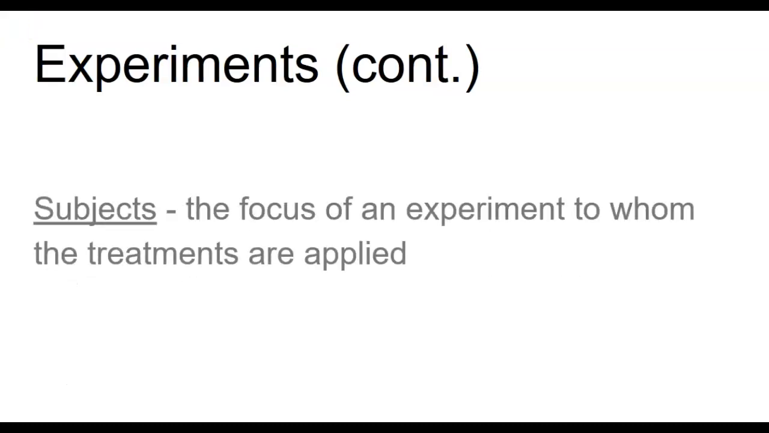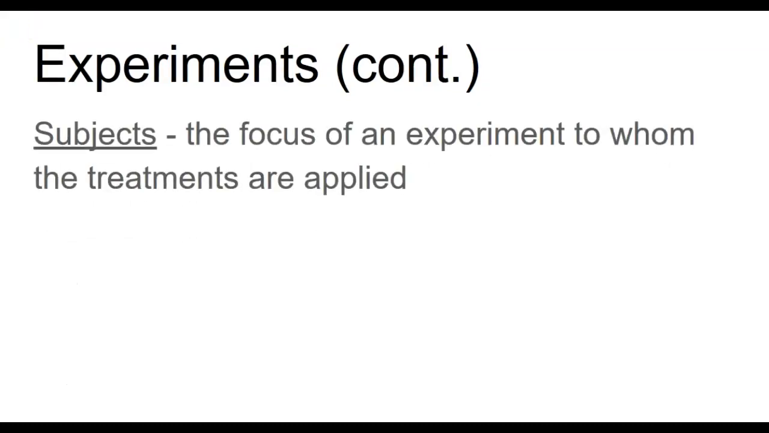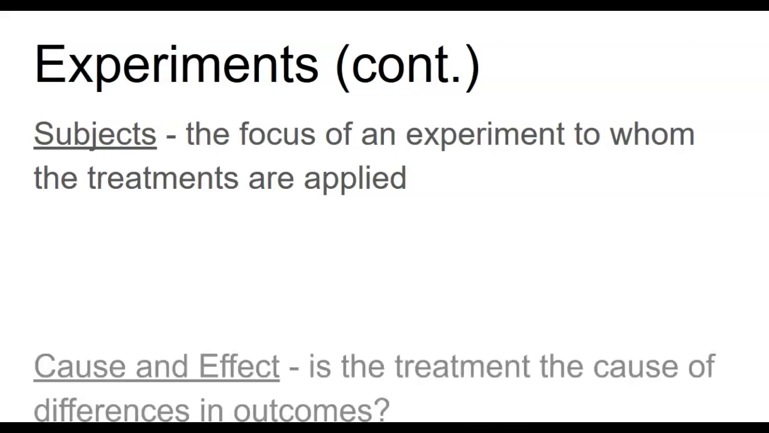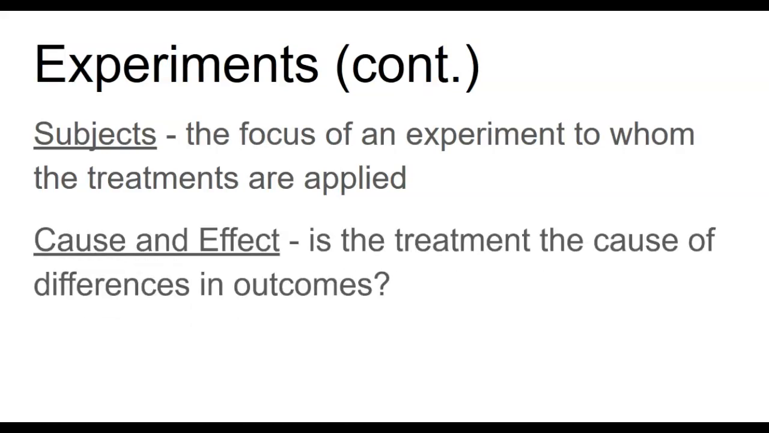In a typical experiment, two or more treatments are randomly assigned to an available group of people, or animals, plants, objects, called subjects. The purpose of an experiment is to establish cause and effect. Does one treatment cause a different response than the other treatment? There are three characteristics of a well-designed experiment.